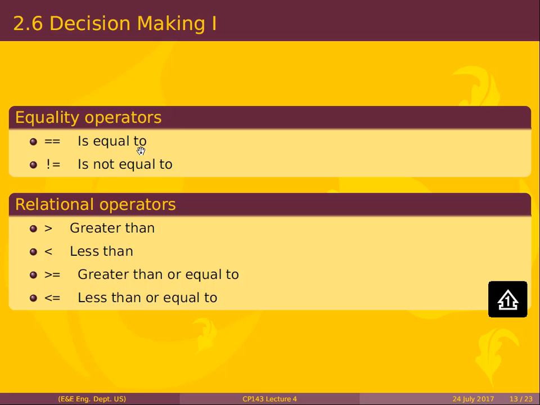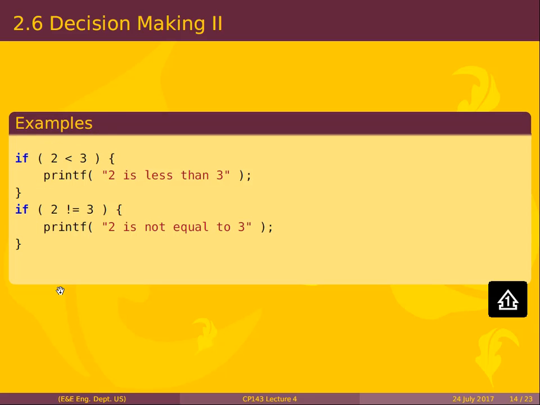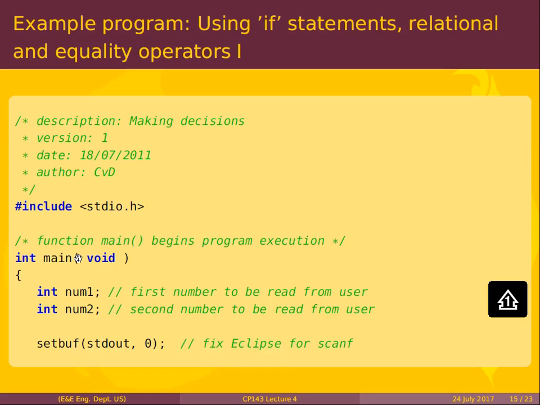You also have relational operators. Greater than, less than, greater or equal to, or less than or equal to: is one number greater than the other, and so on. Pretty simple. Here's an example: if 2 is less than 3, then you print that out. If 2 is not equal to 3, you print 2 is not equal to 3. Okay, so both of these statements inside those brackets are true, so both of these printf statements will execute.